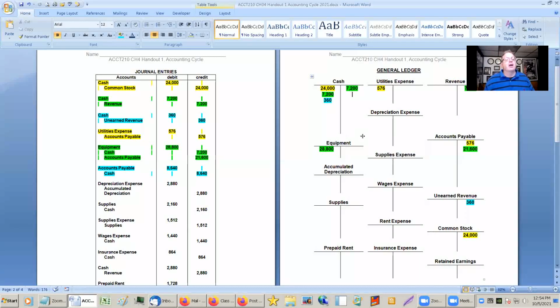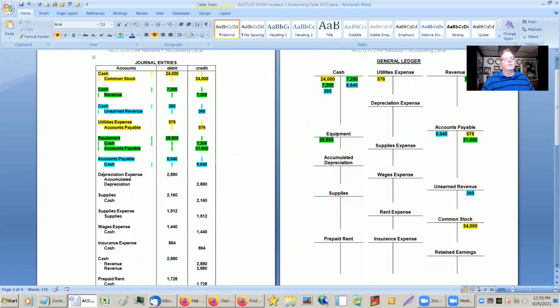Okay, so we have our cash of 8,640. So that's cash going down, and they're paying off accounts payable 8,640. Oops. Quite honestly, for doing that, you really don't have to know the account. You just take whatever is on the left-hand side, put it in the left-hand column, whatever's on the right-hand side, put it in the right-hand column, and that's it.